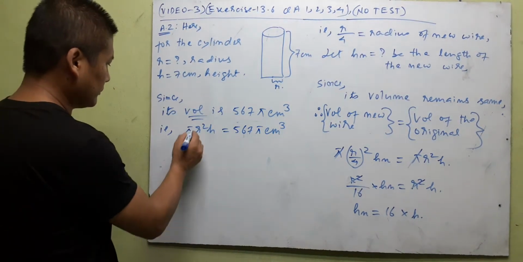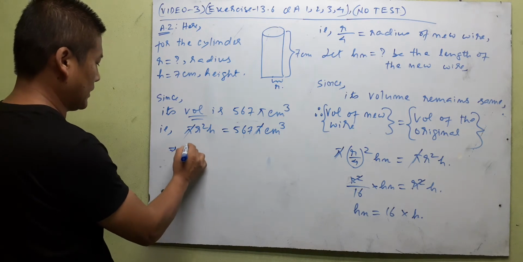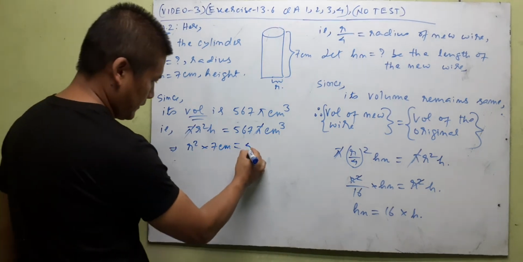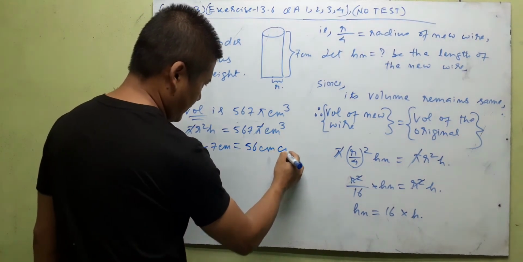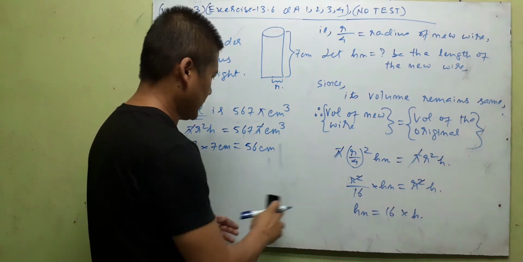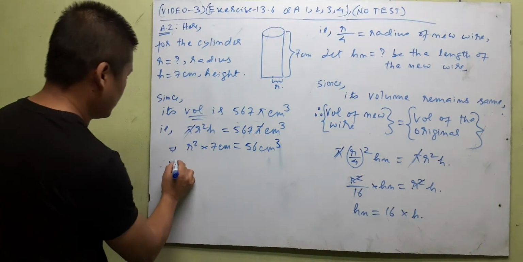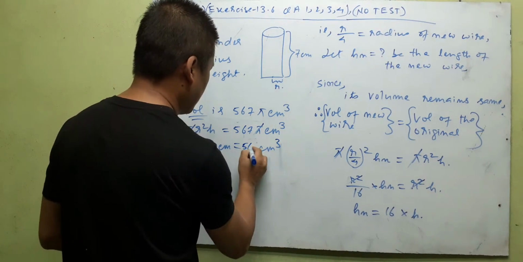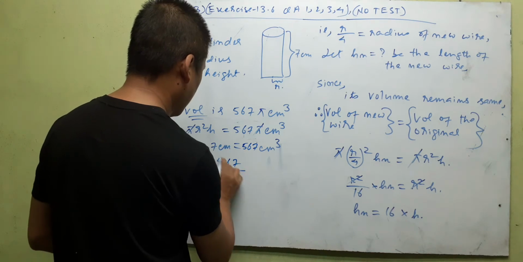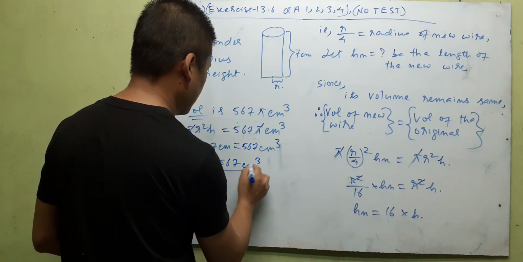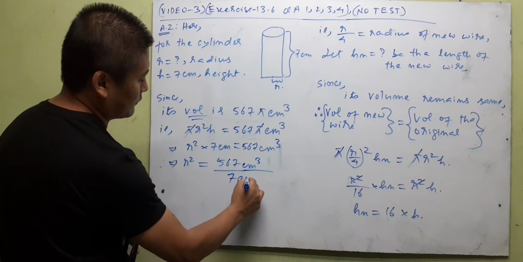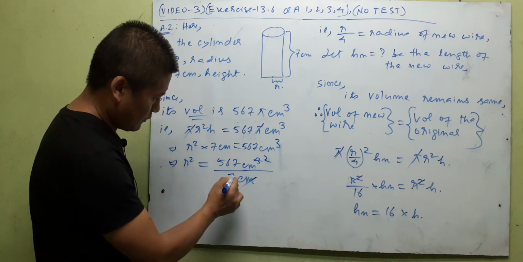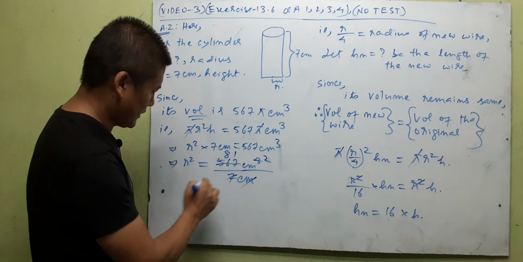So here, pi and pi can cancel out, and so you get r square into h, where h is 7 centimeter, equal to 567 centimeter cube. So r square is 567 divided by 7, and the 7 will come down along with the centimeter. Centimeter to the power 3 minus 1 is 2. 7 8s are 56, 7 1s are 7.